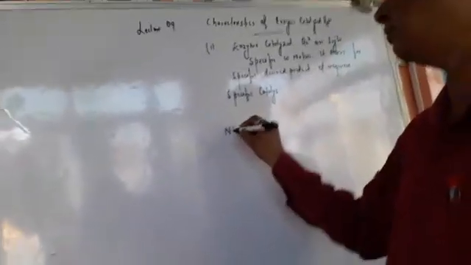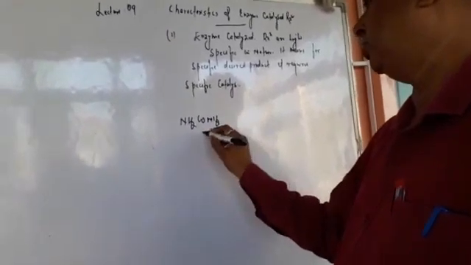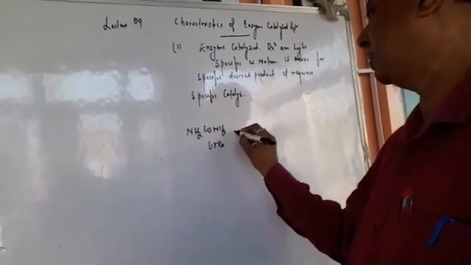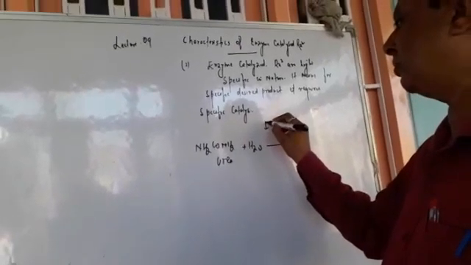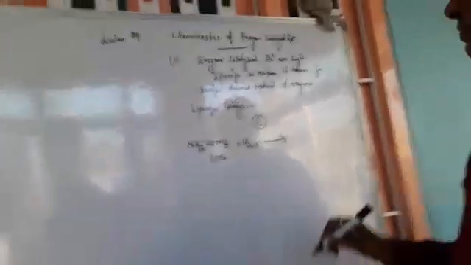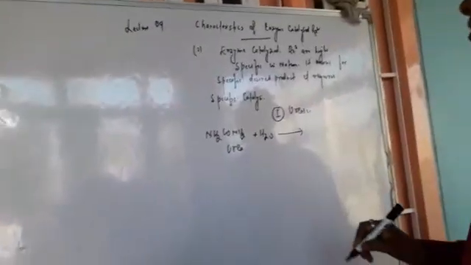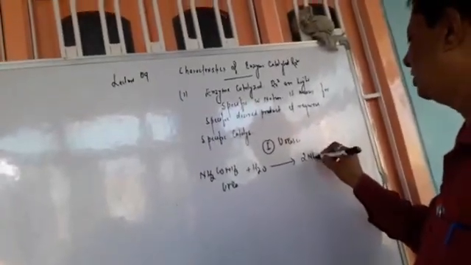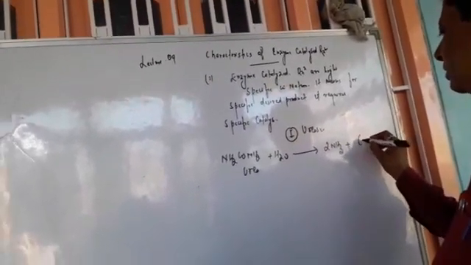Let us take the example of urea. The general formula of urea is NH2CONH2. Urea decomposes in the presence of urease. Urease is a specific catalyst. Then it converts into ammonia and carbon dioxide.